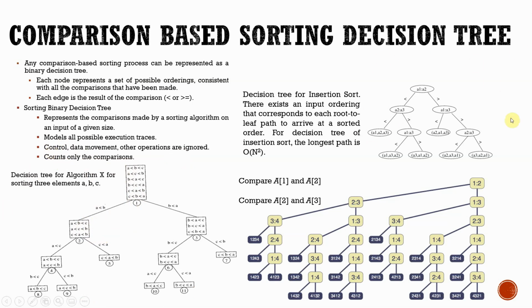This is a similar decision tree which models insertion sort applied on an array of 3 elements. The same insertion sort is modeled when it's applied on an array of 4 elements in this decision tree. So you can see what happens if we compare a1 and a2, a2 and a3, assuming that the index starts from 1 in this case. So that's what a comparison based sorting decision tree is.